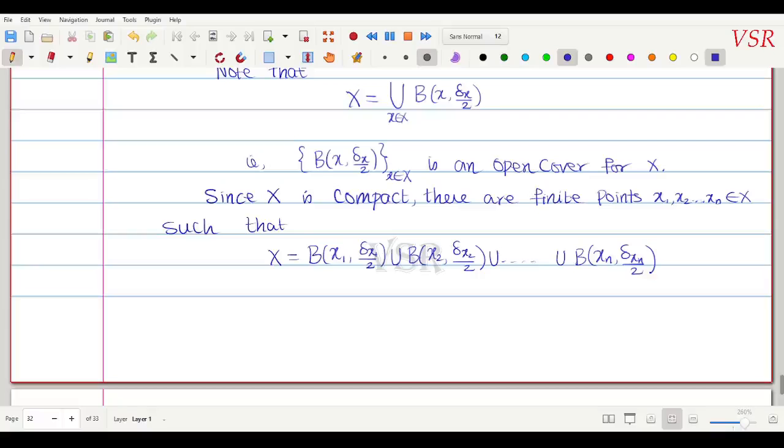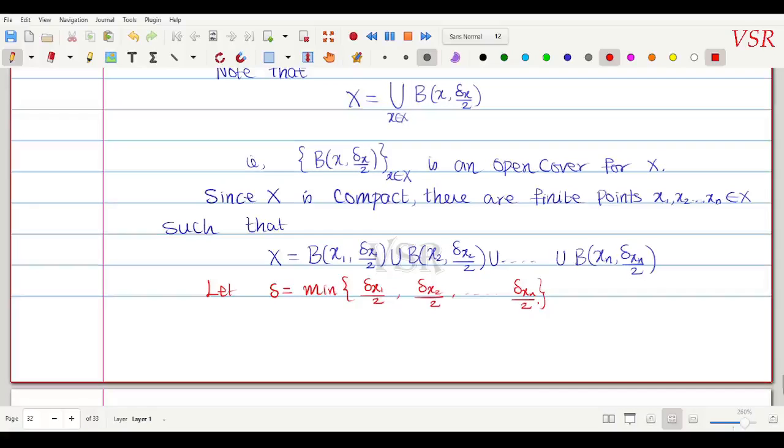Now I have got finitely many balls, that means finite radii, finite positive numbers. For all of these I choose the minimum as delta. So let delta be equal to the minimum of the finite set delta x1 by 2, delta x2 by 2, ..., delta xn by 2.